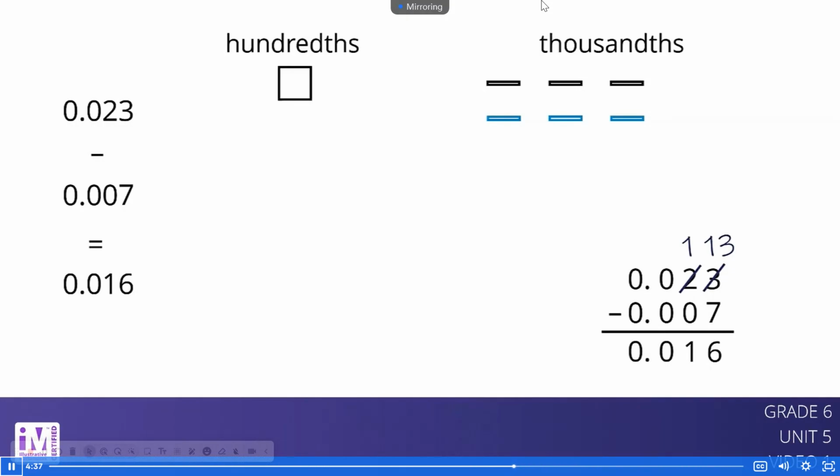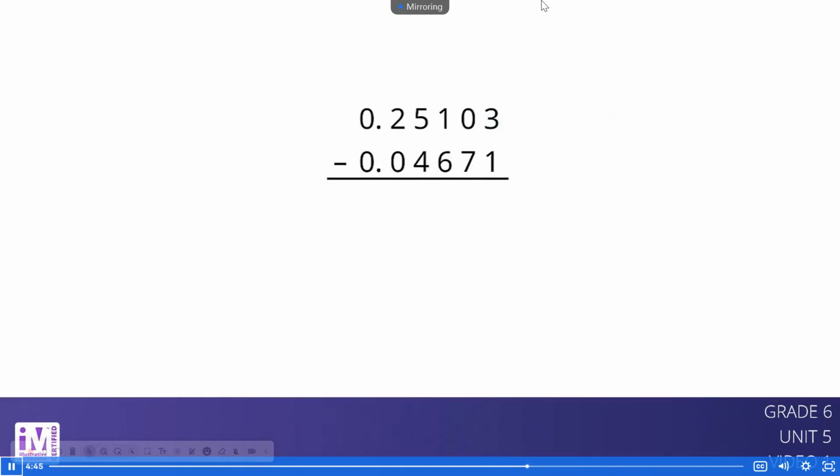In some cases, drawing the base 10 diagrams is difficult or time-consuming. For numbers with many non-zero digits, such as 0.25103 minus 0.04671, it would take a long time to draw the base 10 diagram. With vertical calculations, we can find this difference efficiently.